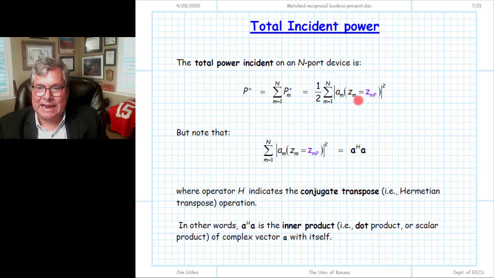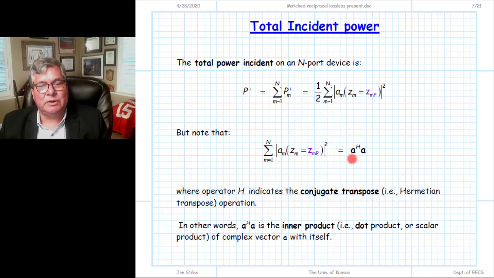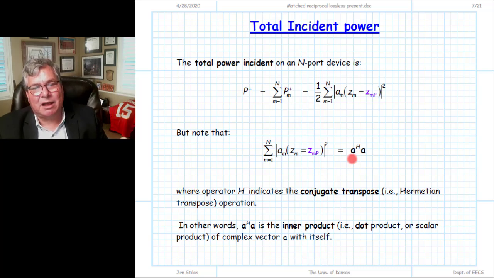Now, we can take this term here, notice the sum of the magnitude squared of each element A sub m, and because we defined a data vector, which is the value of each complex value A for each of the ports, A1, A2, A3, we can see that the sum of the magnitude squared of each of these can be written in linear algebra in this form.